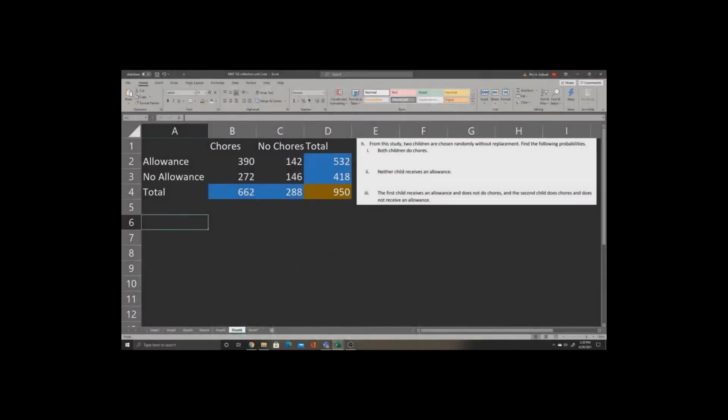In this problem, we'll look at a series of two events. We are told that we are selecting now, rather than one child, two children in a row without replacement. And we are asked to find some probabilities. Part 1 asks, what's the probability that both children do chores? Since we have two events, we have to calculate two separate probabilities.